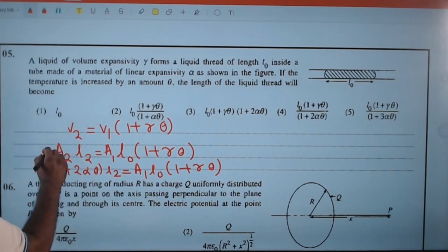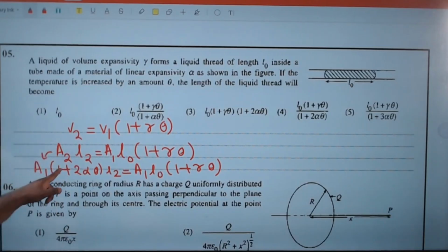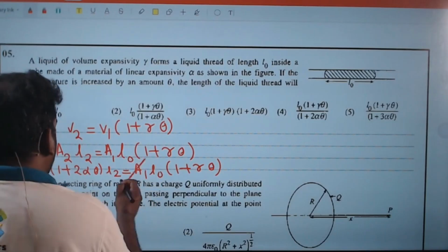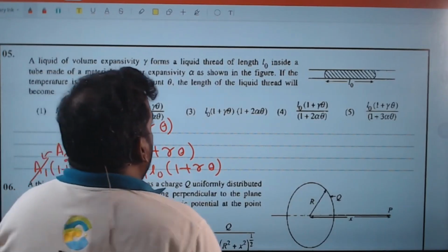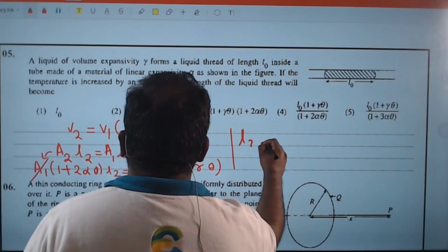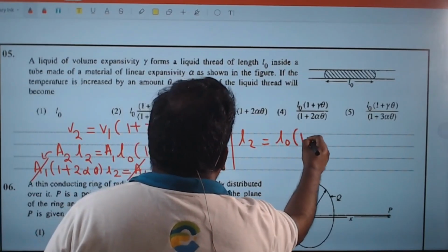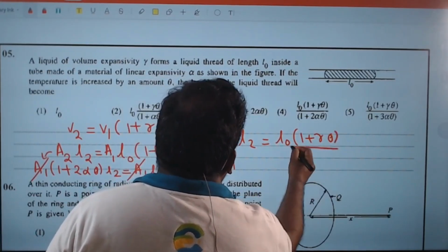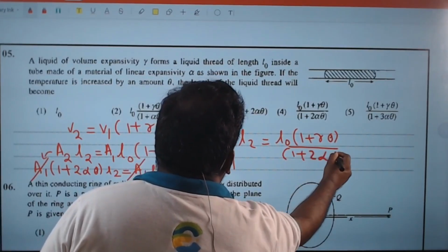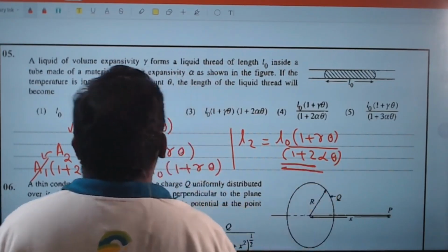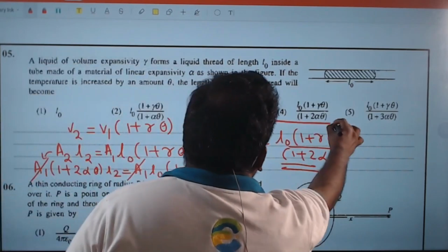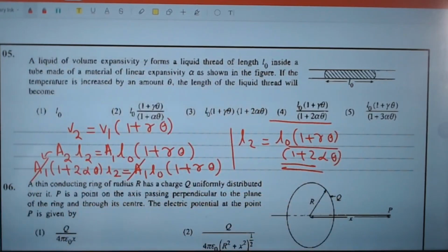So for A2 you can substitute initial area times 1 plus 2 alpha theta. So A1 cancels off. You can find the new length L2 is equal to L naught times 1 plus gamma theta divided by 1 plus 2 alpha theta. The correct answer is answer number 4. Right.